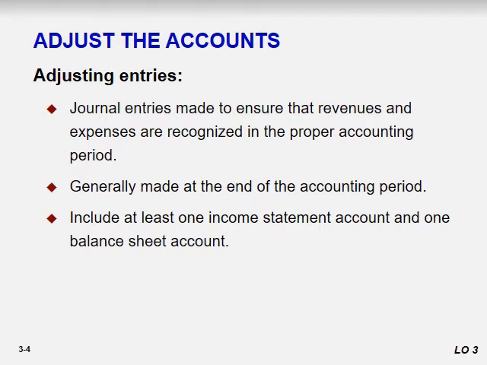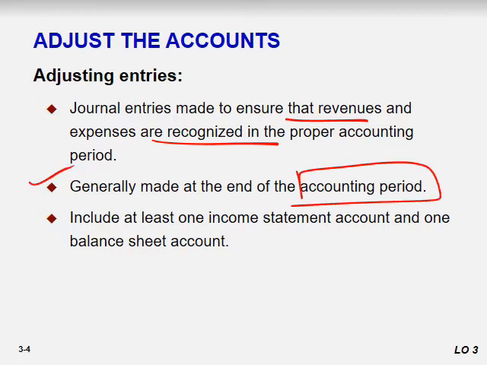So adjusting the accounts, which means journal entries made to ensure that revenues and expenses are recognized in the proper accounting period. So adjusting entries are made at the end of the accounting period. They include at least one income statement account and one balance sheet account. It means you are segregating accounts to the statements, that this account belongs to which statement, either income statement or balance sheet or both. Let's see that.